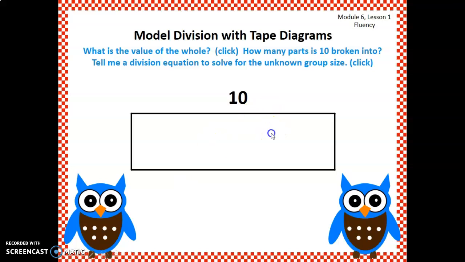This time we have 10. 10 broken into 5 parts. Tell me a division equation to solve for the unknown group size. What division equation could we use if the whole is 10 and there are 5 parts?